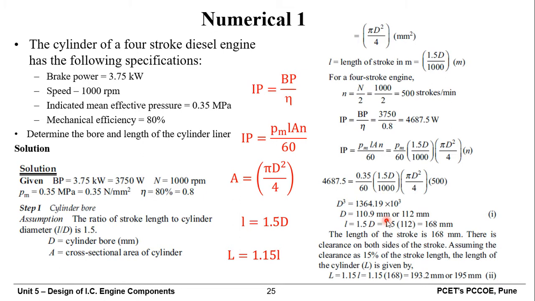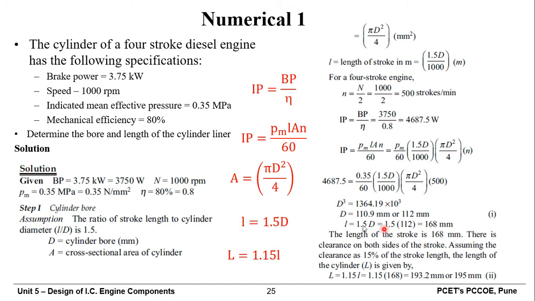But we cannot say that this is the design value. We need to take the next standard value available, and we know from the table that the next standard value is 112 mm. So you can also refer to the design data book to select the standard value of bore diameter. So here 112 mm is the standard value that we have taken. Then by using the value of d, you can calculate the stroke length. As we assumed here, L by d is 1.5, and therefore the stroke length is 168 mm.